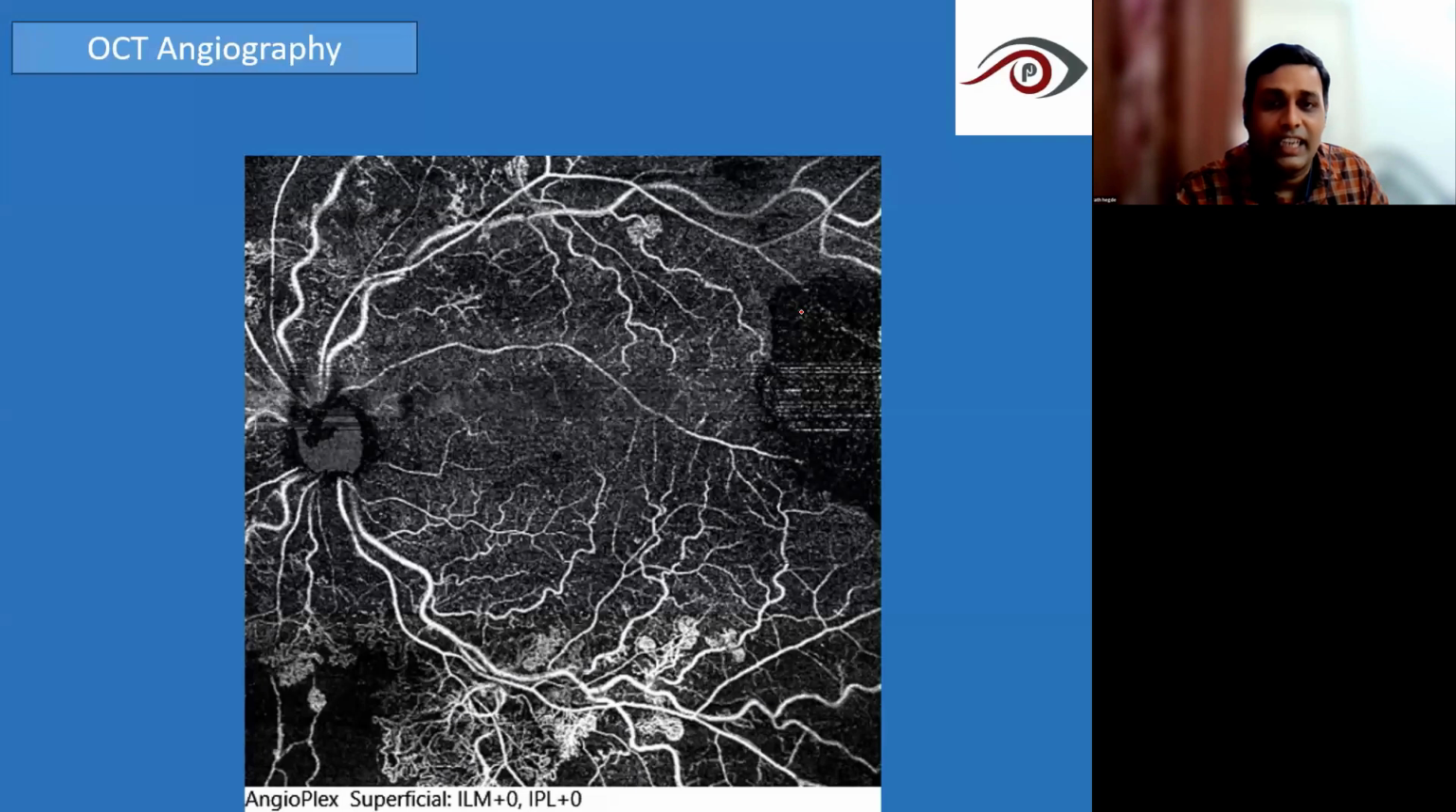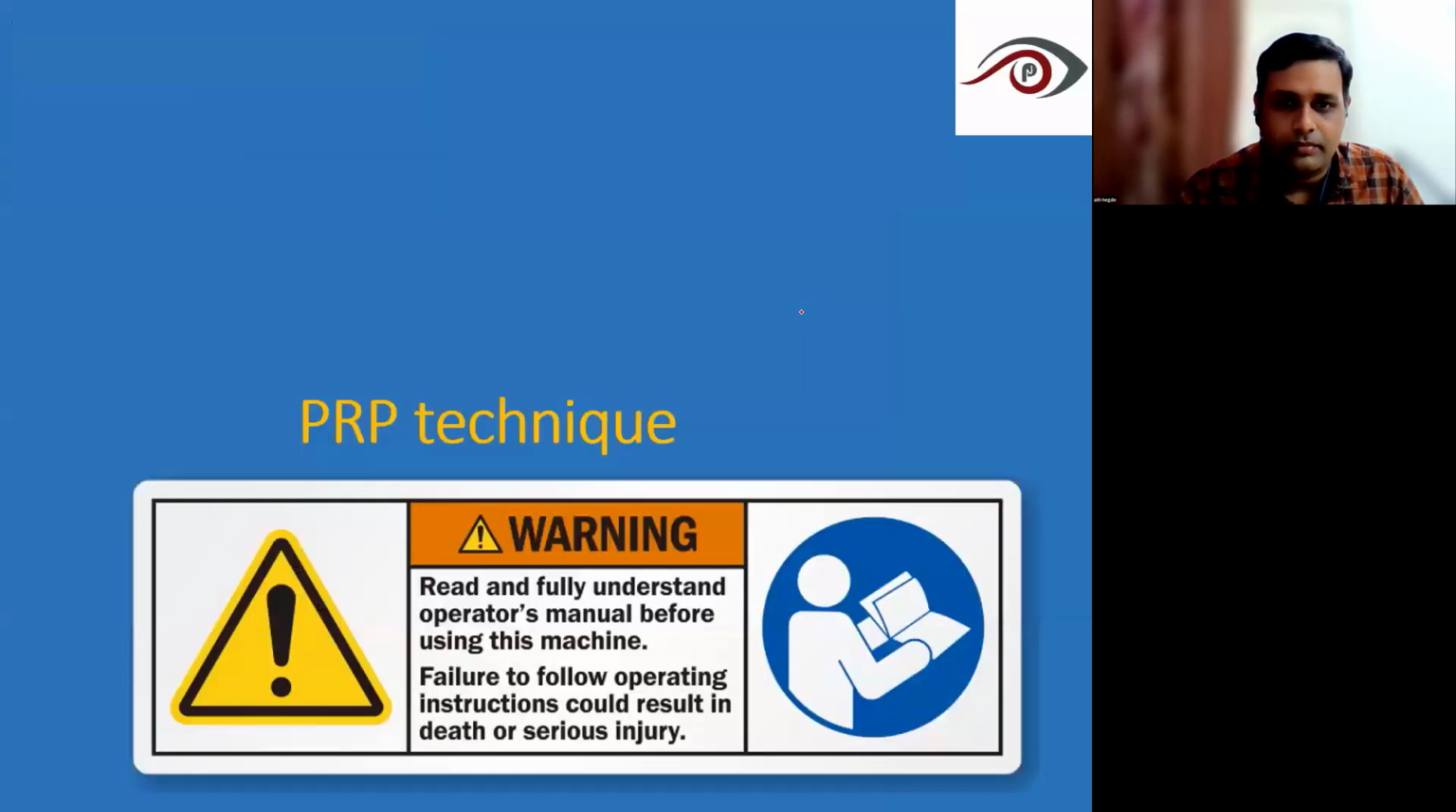And this is especially helpful in patients who have chronic kidney disease, creatinine more than 4 or 5, or in patients with allergy to the dye, where we can't do the fluorescein angiography. We can do this and we can identify the neovascularization. So now after discussing the investigations, let me come to the PRP technique, which is the most important part.